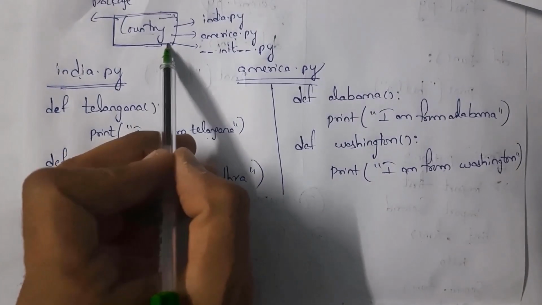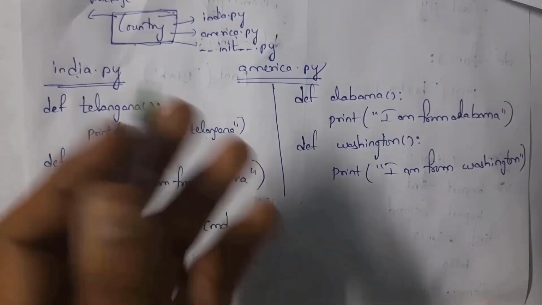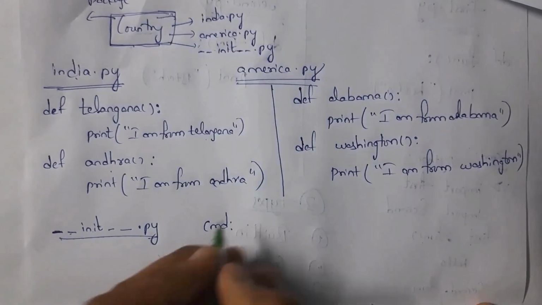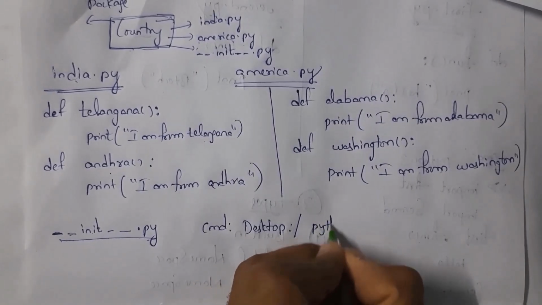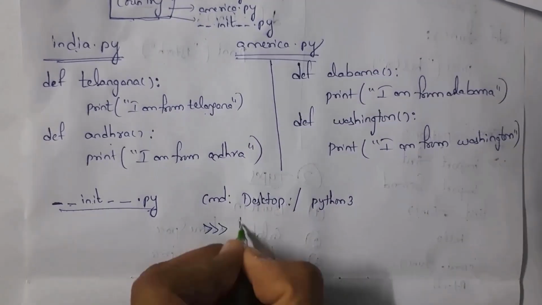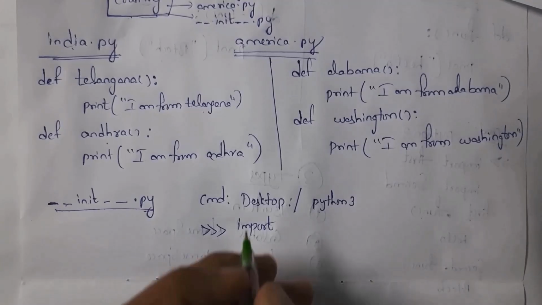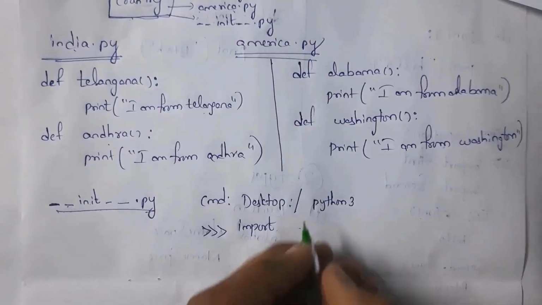If this package country is present on the desktop, then you need to open command prompt in the desktop location. For example, let us consider this country folder is present in the desktop location. So open command prompt in the desktop location. Open Python by typing python3. Now inside this write import. By using the import keyword, you can import packages or modules. I want to import the package, so I just wrote here import the package name, that is country.